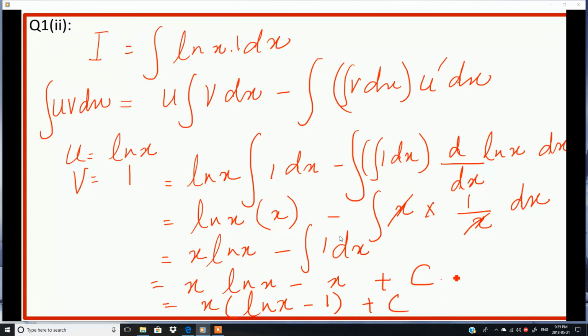This is your answer, or if in your book you have this answer, then you have to take x as a common factor.